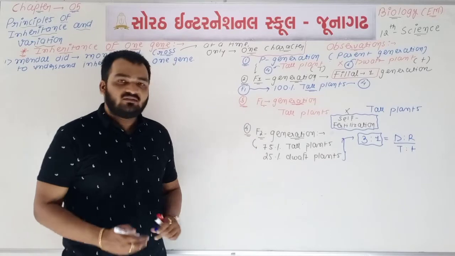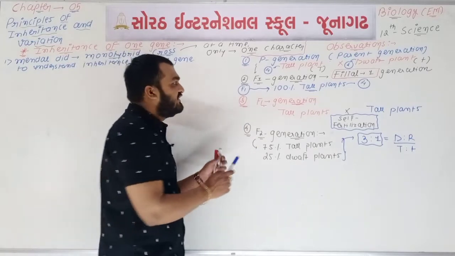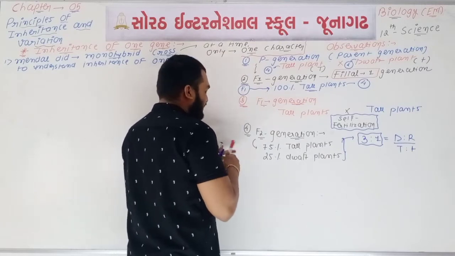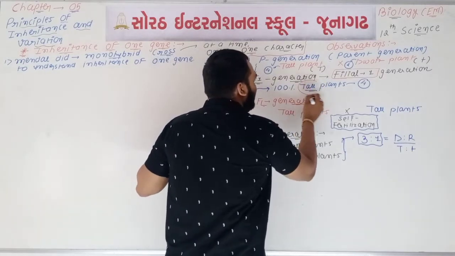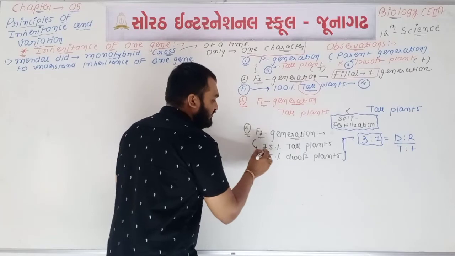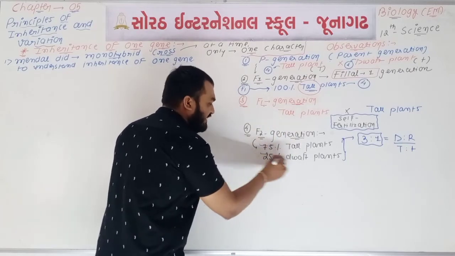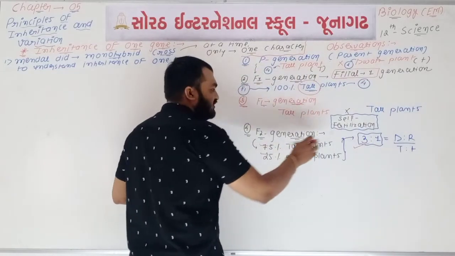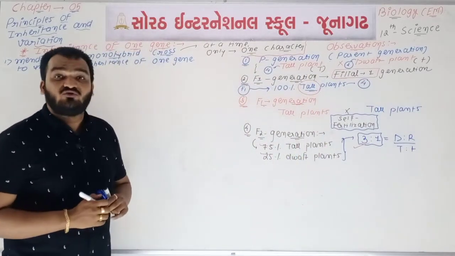Again we are going to revise this. As parent, Mendel selected tall and dwarfed. In F1 generation, 100% tall plants. F2 generation, 75% tall, 25% dwarfed. What will be the result of F2 generation? So the result of F2 generation is 3:1.